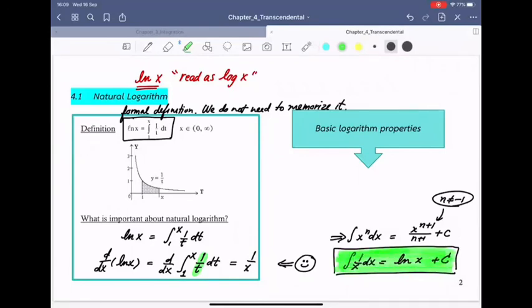However, this formula is not completely correct, because, well, Peter is going to point out what I'm going to say. This formula is not completely correct because when we define log x, we define it as the integral from 1 to x. That means x must be positive.